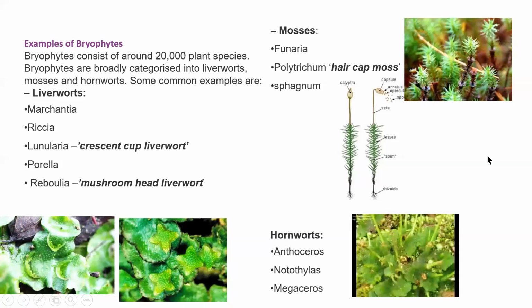So we've already seen the general characters of bryophytes, their habitats, distribution. Now we have to move to the next phase where the bryophytes are classified based on their morphological similarities and differences: the way they reproduce, the structure of the gametophyte, the structure of the sporophyte. Depending on these characters, they are classified into three chief classes.